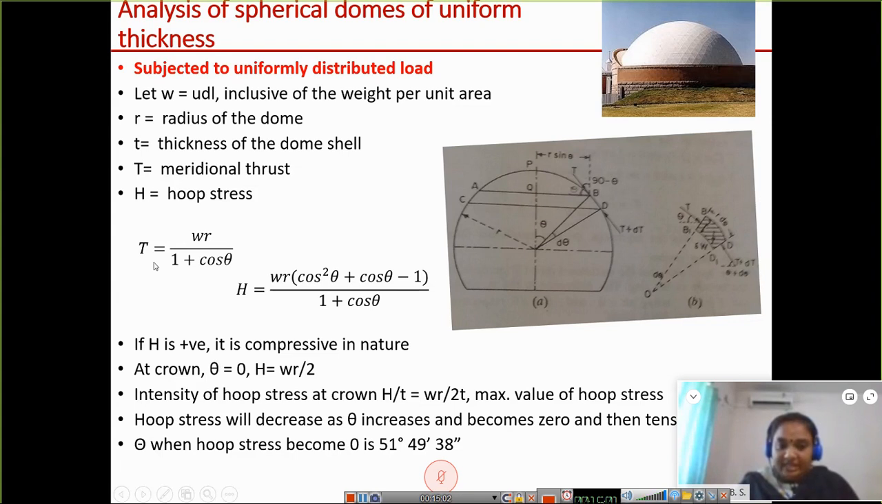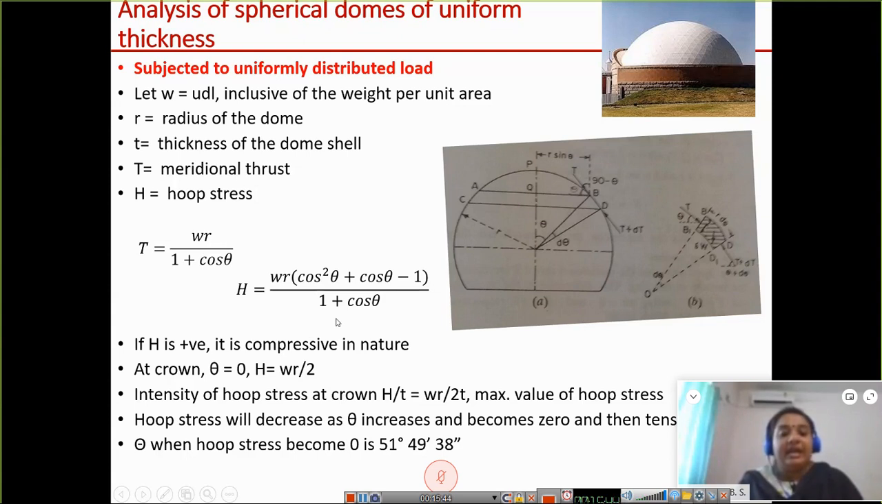So you know that at the crown, theta is equal to 0. So what is theta? Theta is this angle that one ring makes with the vertical. So this is theta. So at the crown, theta is equal to 0. You can see here, when theta is equal to 0, cos theta becomes 1. So you will get T equal to WR divided by 2, and H also you will get WR by 2.